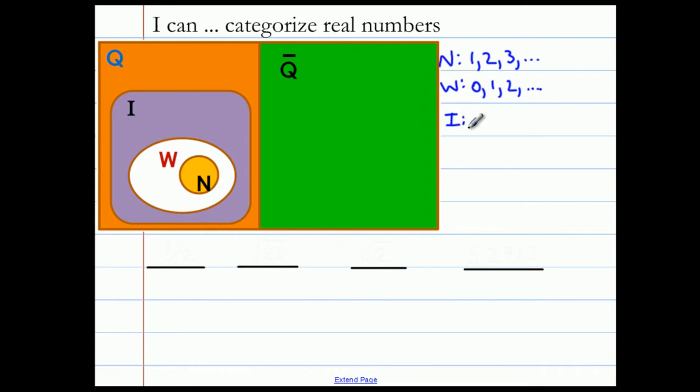Integers include negative numbers, so like that, they include 0, and you could count forever towards the negative direction or towards the positive direction, as long as you like.